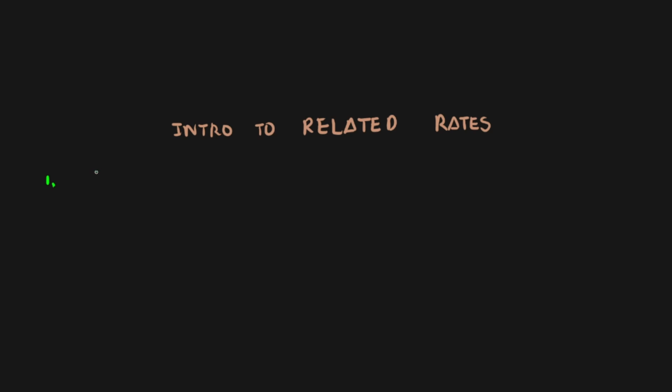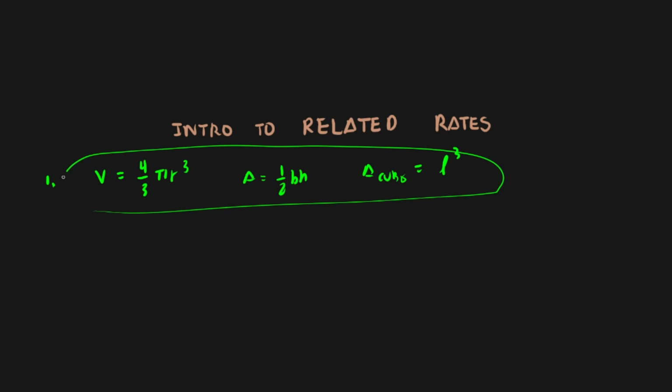So, for example, the volume of a sphere is 4/3 pi r cubed. The area of a triangle is 1/2 base times height. The volume of a cube is just the length cubed. So there's a whole variety of equations for different shapes.